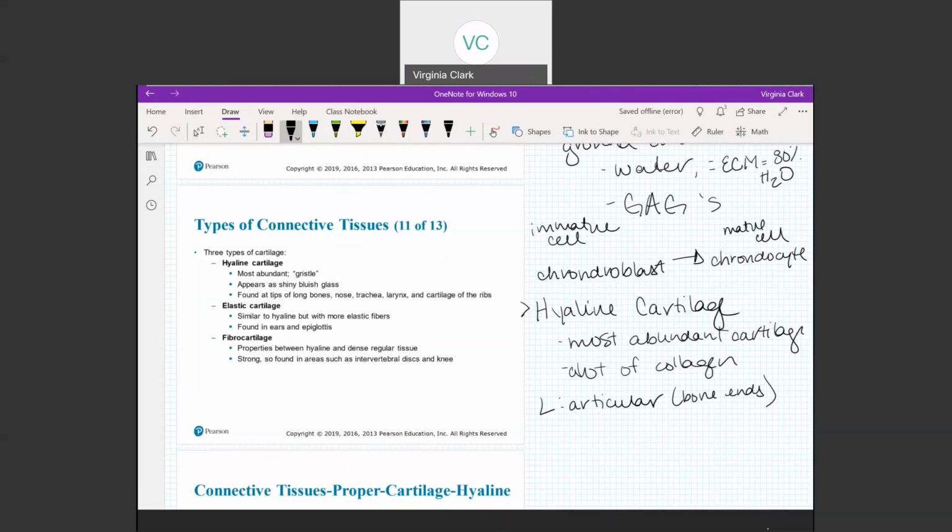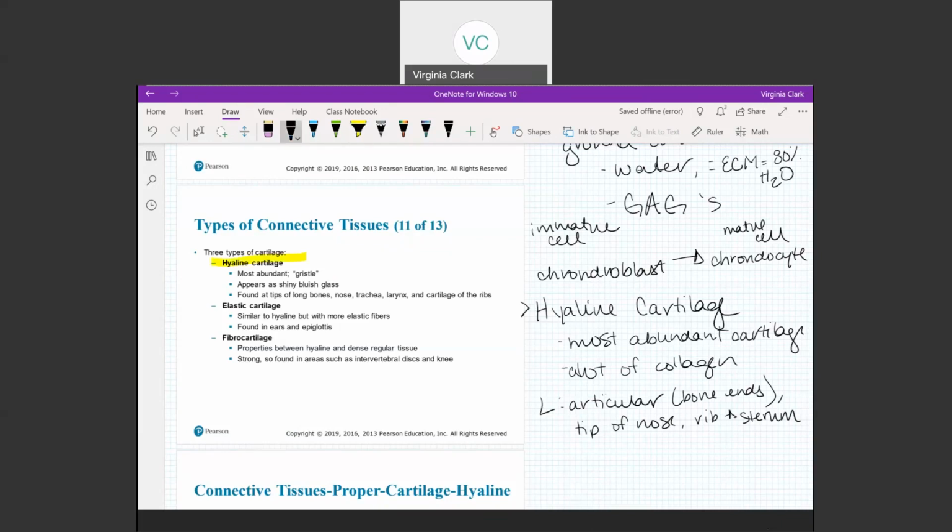You'll also find this one at the tip of your nose. It'll also be connecting your rib to the sternum. If you think about it, you do not want your rib to your sternum to be super flexible. You want it to be sturdy. So that's where you can find some hyaline cartilage.